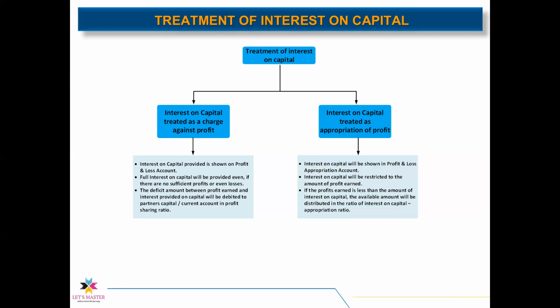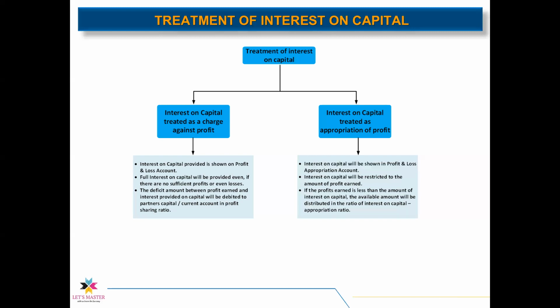On the contrary, if the interest on capital is treated as appropriation of profit, then first and foremost thing is the interest on capital will be accounted for in the profit and loss appropriation account, and not in profit and loss account. The interest on capital would be restricted to the amount of profit earned. So again, going back to the same example, the total interest on capital that needs to be provided is 12,000, and the firm has earned a profit of rupees 10,000 only.